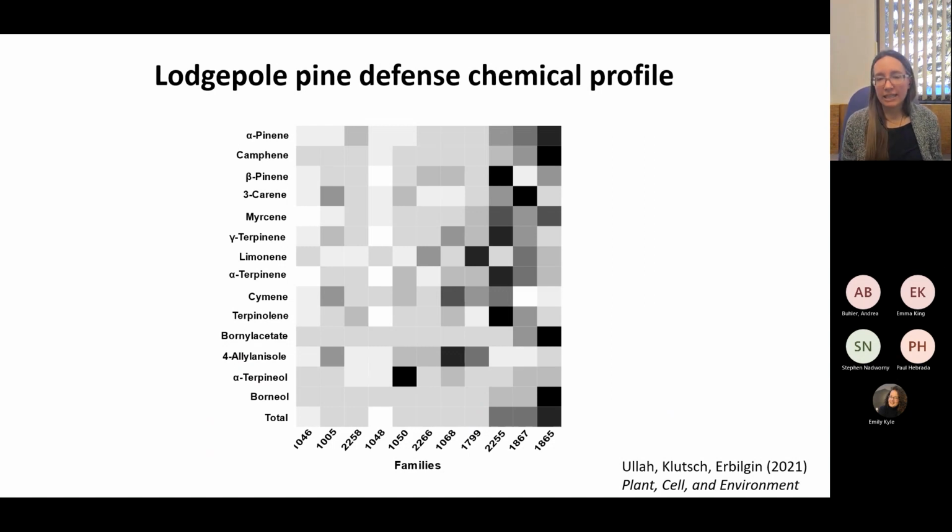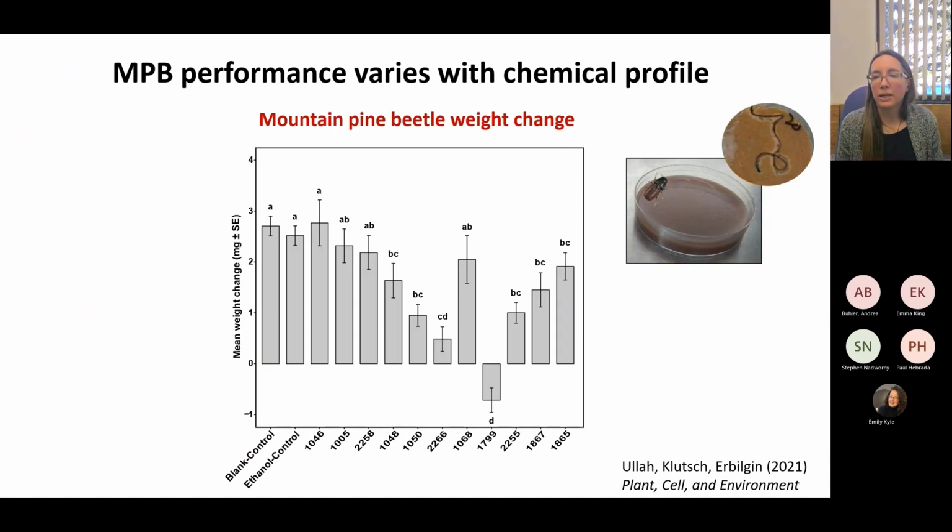And we can see in this heat map that light indicates a low concentration and a black box indicates high concentration, and that these different families, which are these arbitrary numbers on the x-axis, have different profiles of these chemicals. So some have a high proportion of, say, alpha-pinene, but low camphene, and vice versa. So there's this variability in the profiles of these trees that may be defensive to mountain pine beetle and be more or less suitable. And through his bioassays, he found that, yes, these different profiles showed different responses by mountain pine beetle.